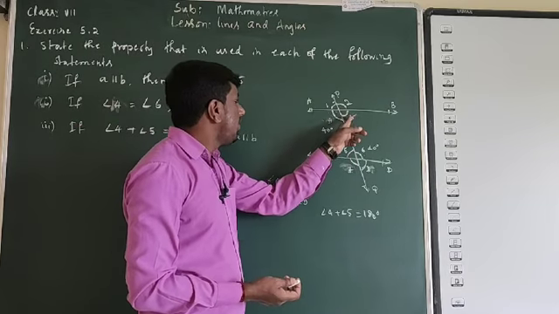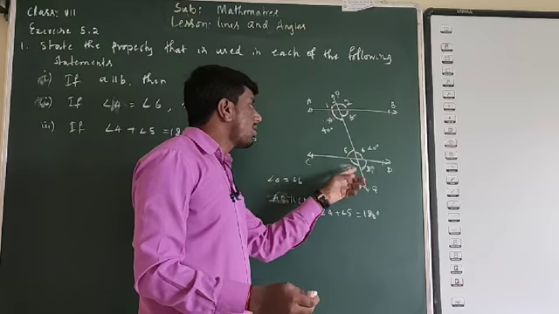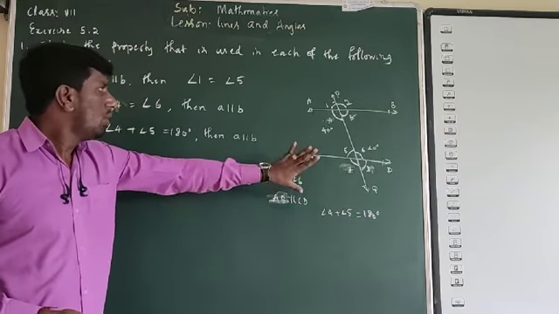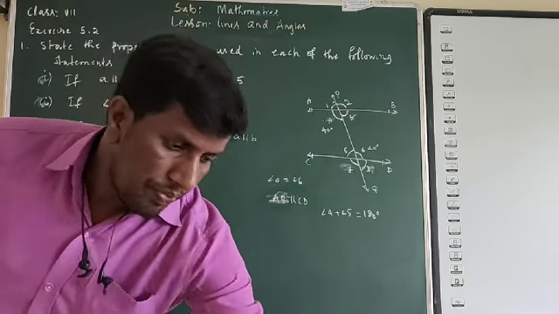Or if I check with these two, one pair, that is also enough. Or angles 1 and 5 are equal, that is also enough. Any one condition is enough to prove that AB is parallel to CD. Okay.